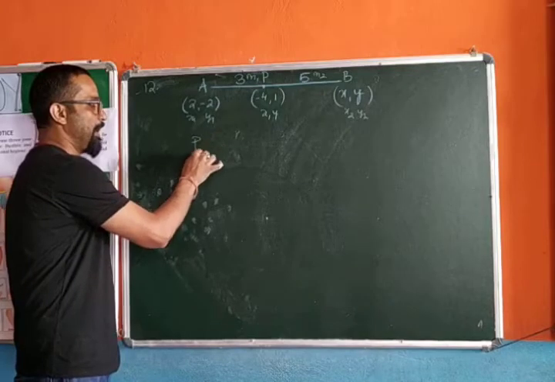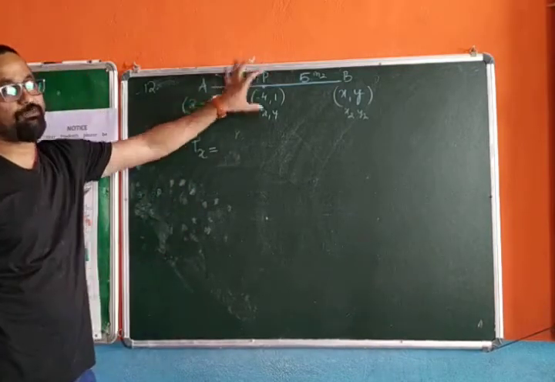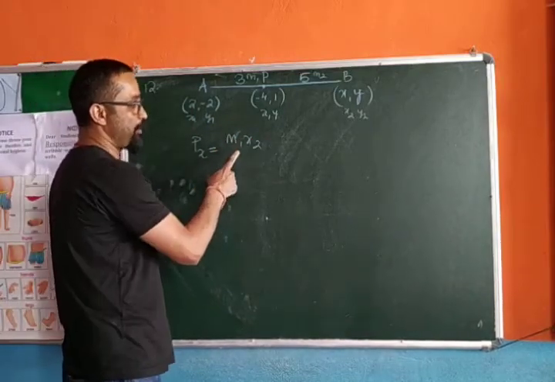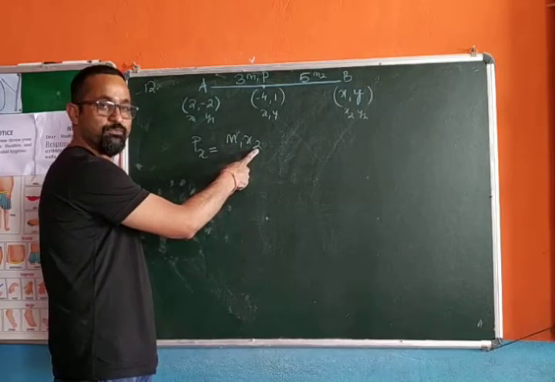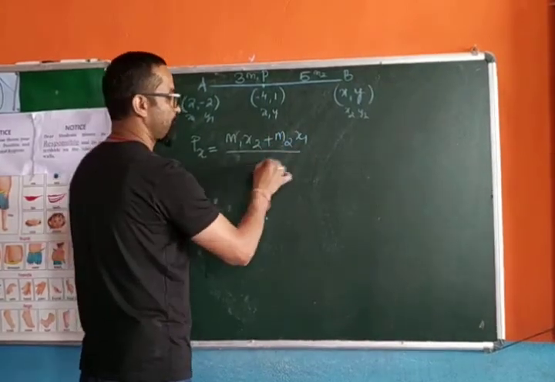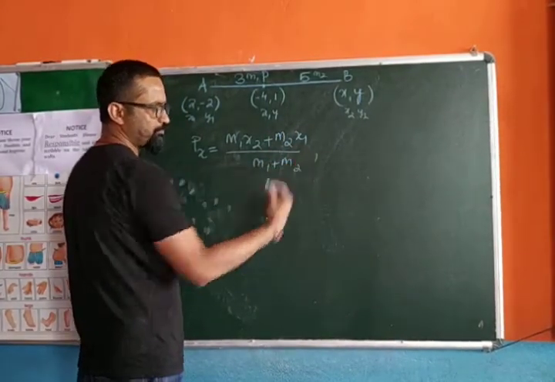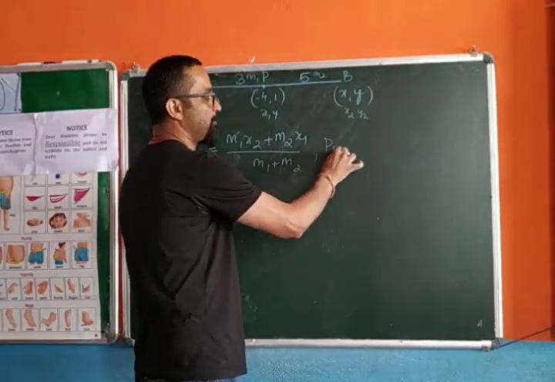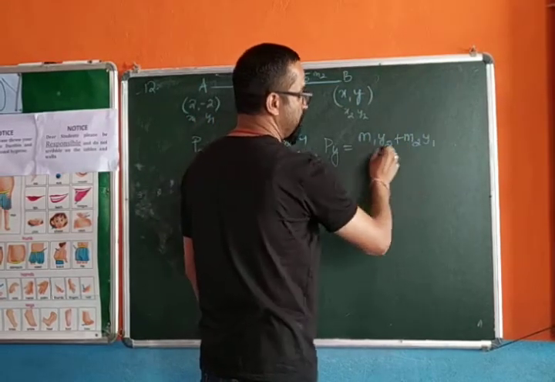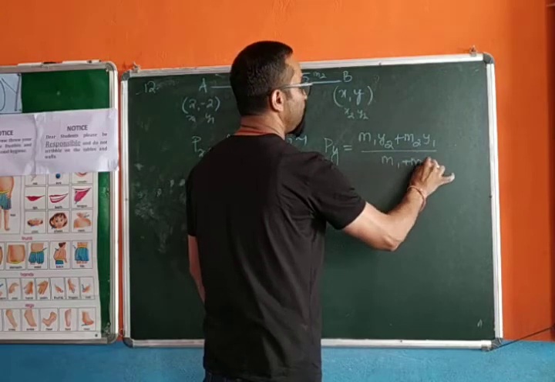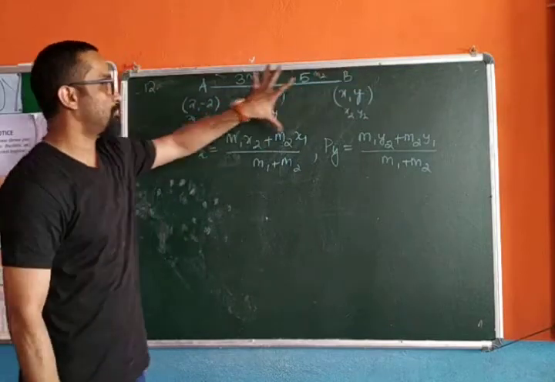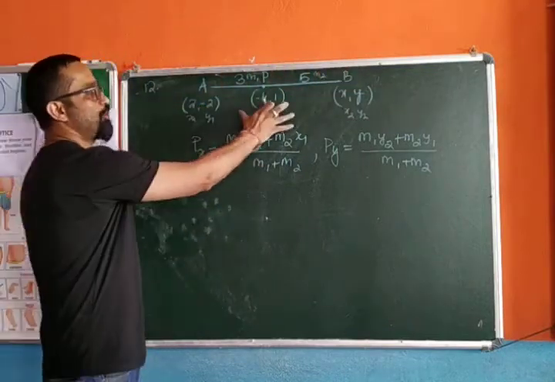So you write Px. We are using section formula to calculate coordinate of x. It is m1 x2 plus m2 x1 divided by m1 plus m2. Remember, when you write m1, x2, x should be 2. Similarly, we find y coordinate of P: m1 y2 plus m2 y1 divided by m1 plus m2. Use this m1, m2. It'll be easier. Now look at the concept out here.